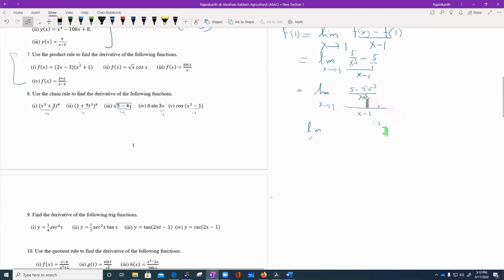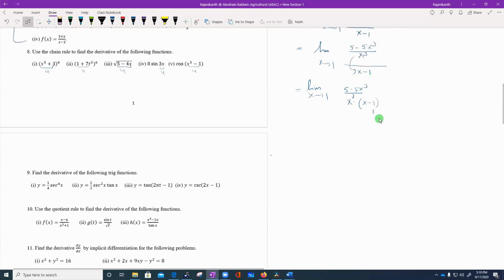Now I am just moving x cubed to the denominator. So you will get 5 minus 5x cubed over x cubed times x minus 1 in the denominator. Now do some algebra. I could factor out 5 in the numerator. So I could pull one negative sign here, and I could write that as 1 minus x.